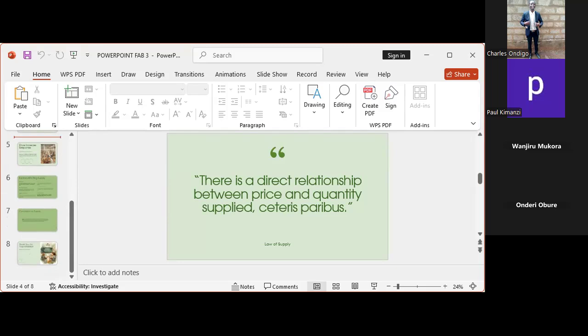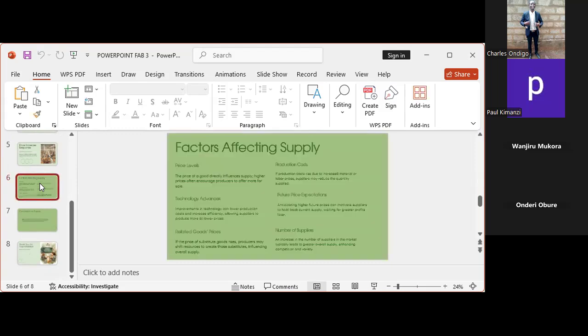Okay, thank you. I think that's good work done. And so let me give you some of the factors that affect supply. From the PowerPoint that has been projected, you can see that I heard some of you talk about the one we have, the price levels, whereby the price of different goods directly influences supply. High prices often encourage producers to produce more.